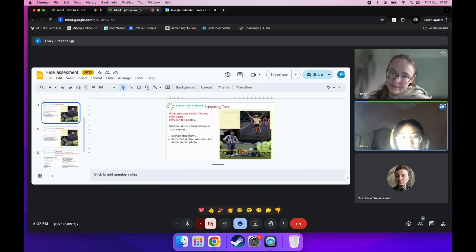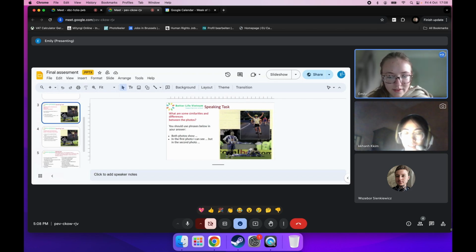In the first photo I can see there is Victory. But in the second photo I think they lost. Excellent. Would you like to say anything else about the photos? In picture one, people are really happy, but picture two is so sad. Brilliant.